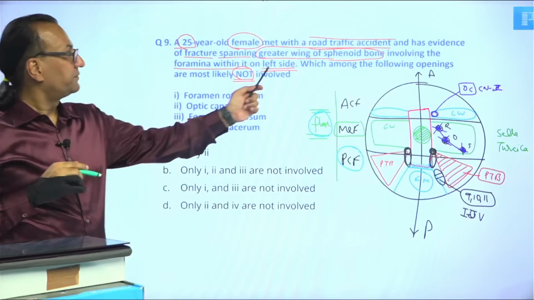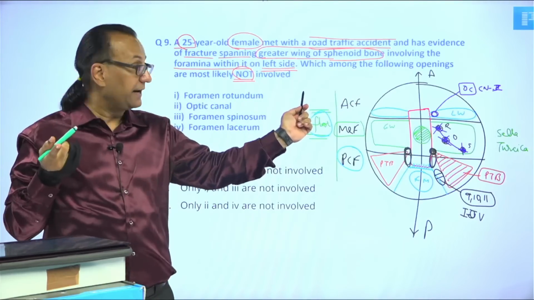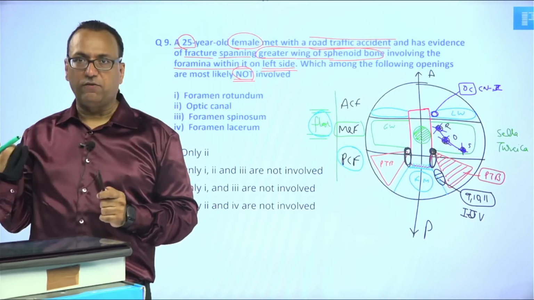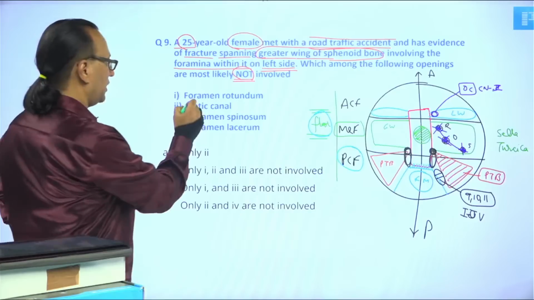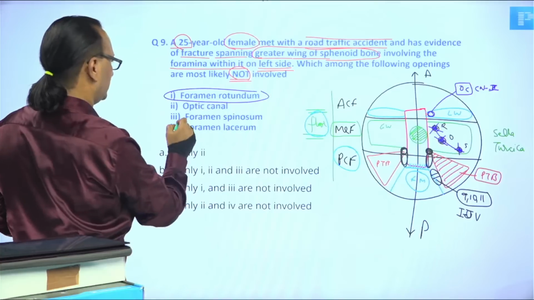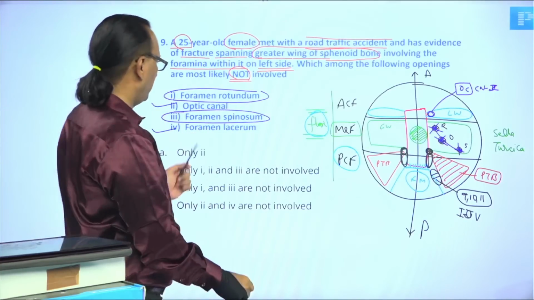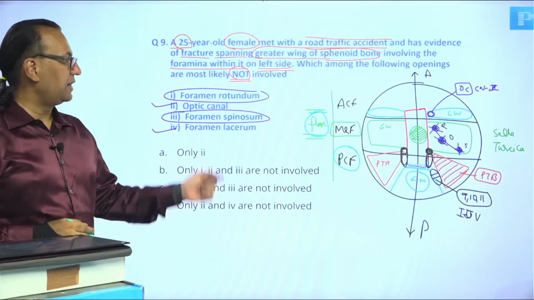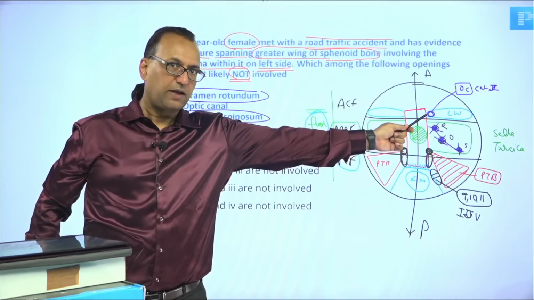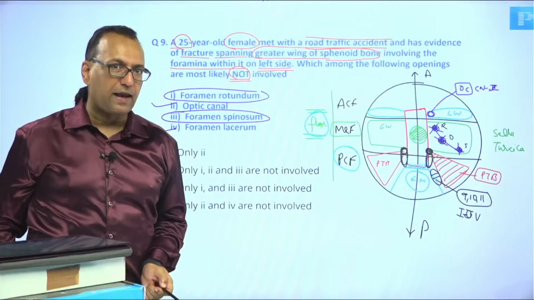A 25-year-old female, road traffic accident, greater wing of sphenoid involving all the foramina on the left side, and which is not involved? So first of all, what is involved? The foramen rotundum is involved and the foramen spinosum is involved. So what is not involved? 2 and 4. Why 2? Because the optic canal is a defect in the lesser wing of sphenoid, not the greater wing. Okay, what about foramen lacerum?